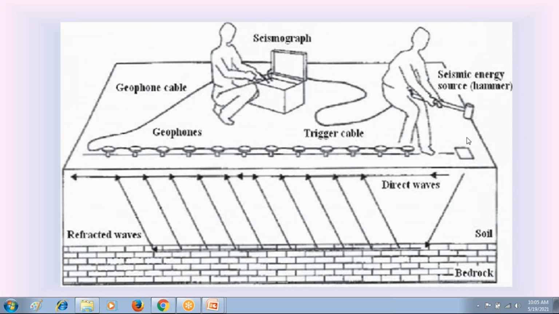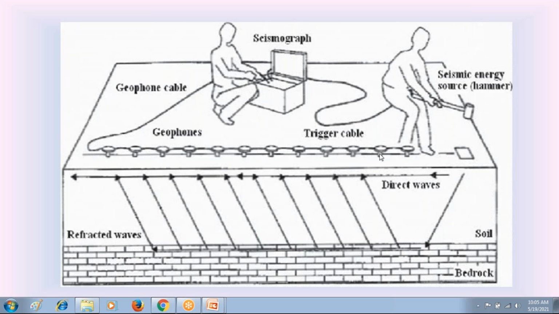So when I apply this hammer blow, this person immediately starts the seismograph. So this seismograph is functioning when the hammer is hitting the metal plate, that is at the time of generation of the seismic waves. When this first geophone receives that shock wave, it converts it into electric pulse that is sent to the seismograph. The seismograph notes the time of receiving the first shock wave.